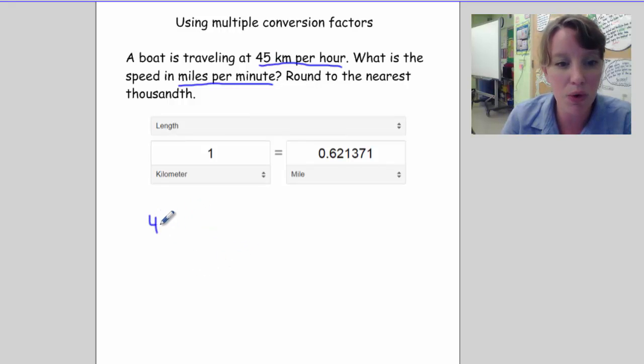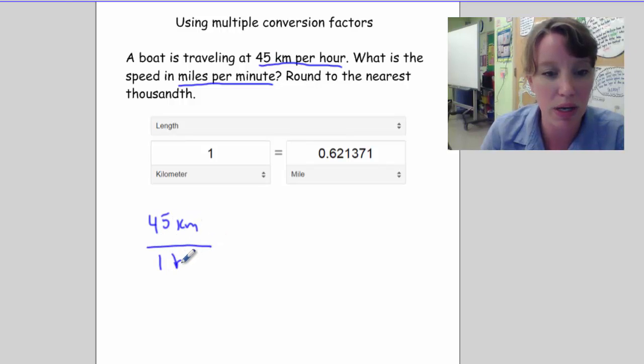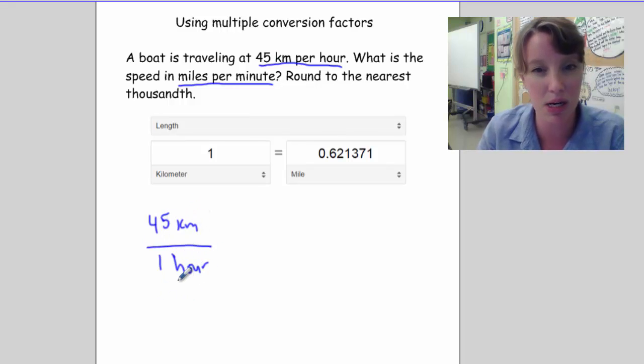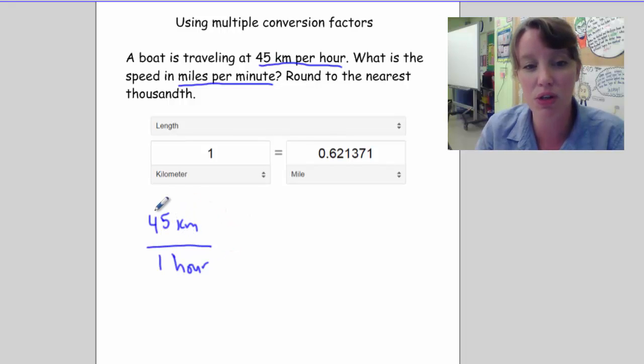So if you have 45, let's just write this down, 45 kilometers per hour. This is a rate, right? It's a rate because we have two different units. We have a unit of length in the numerator, and we have a unit of time in the denominator. So it's traveling at a certain rate. Now we just have to convert this rate to a different rate. We're looking for miles per minute.